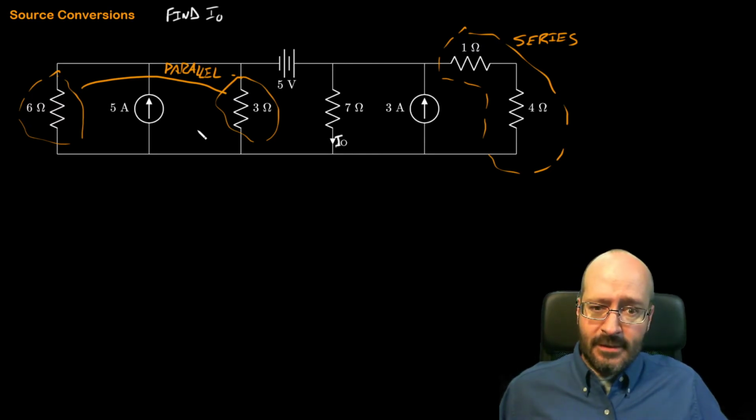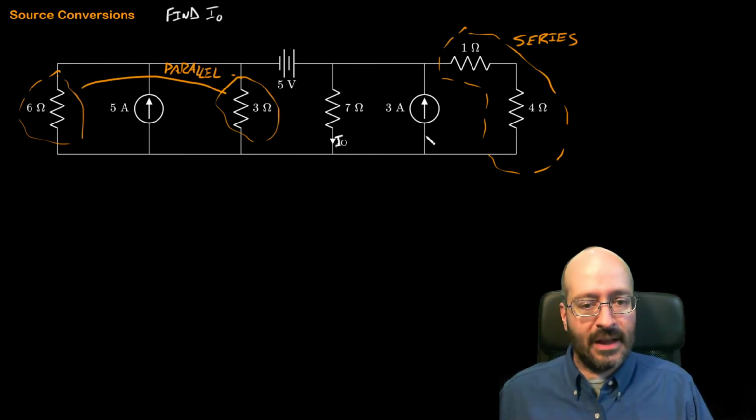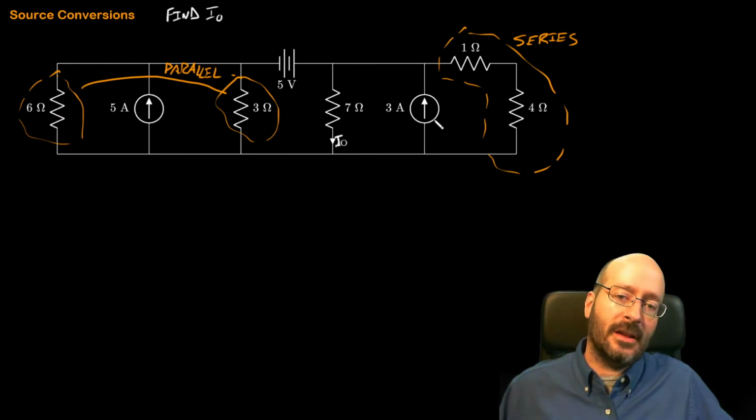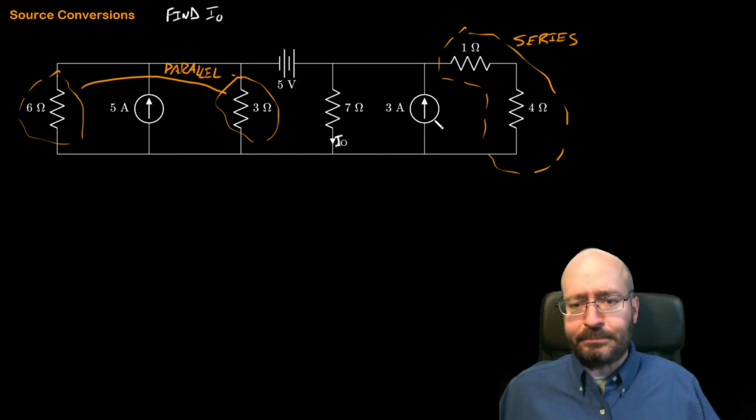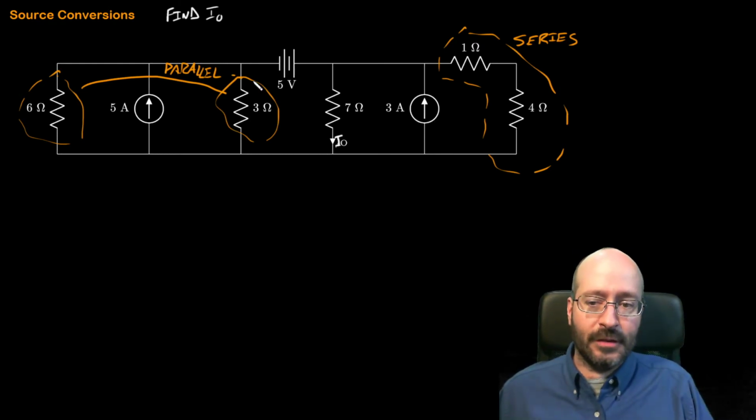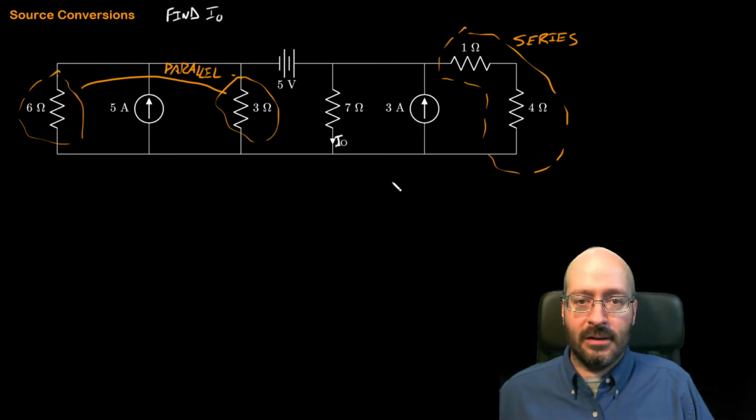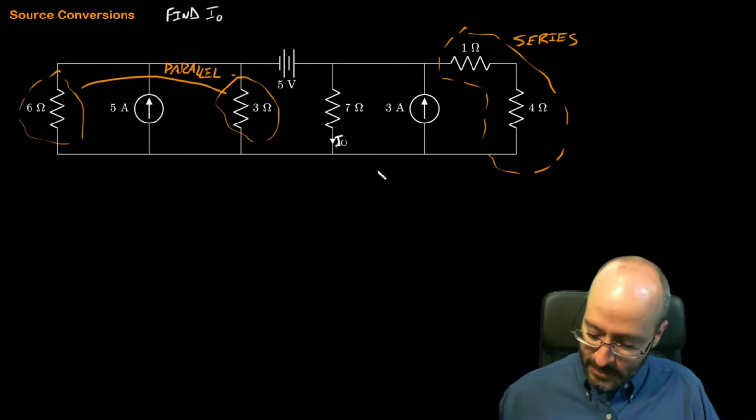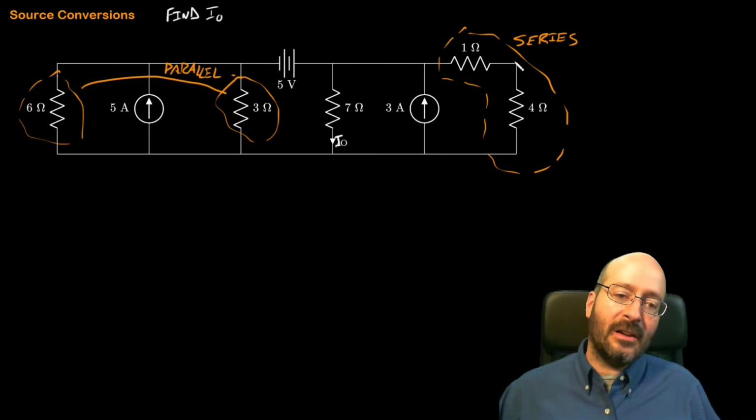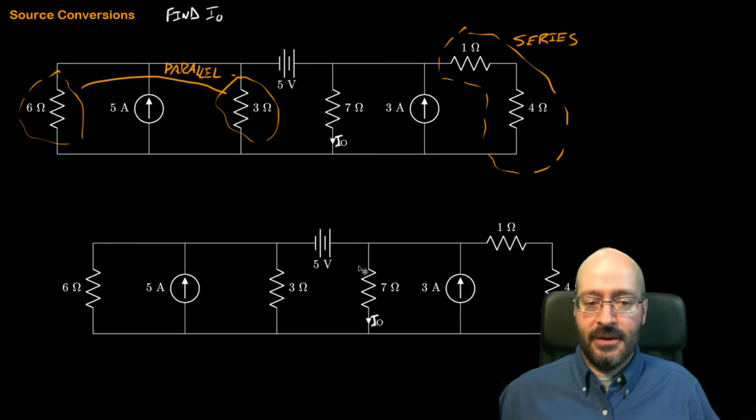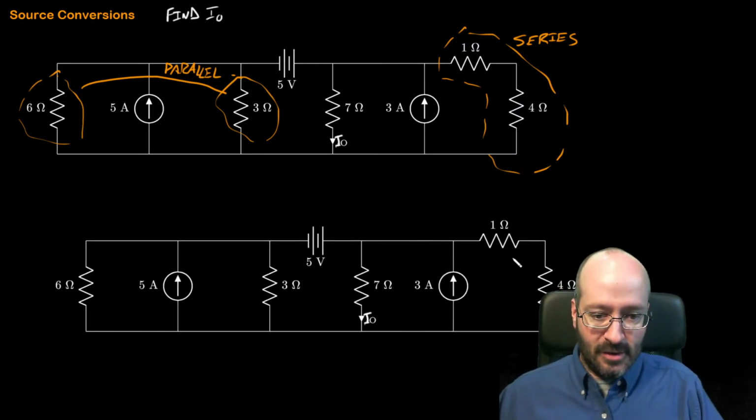Something that tends to catch people in this one, so I'm going to mention it. You may be looking at the 5 amp and the 3 amp and say, hey, those are in parallel, and you'd be wrong because of this 5 volt supply. This node here is different than this node over here. So the 5 amp and the 3 amp are not in parallel electrically. They don't share the same 2 nodes. So let's make this parallel combination and this series combination and go from there.